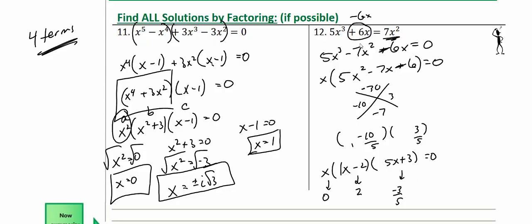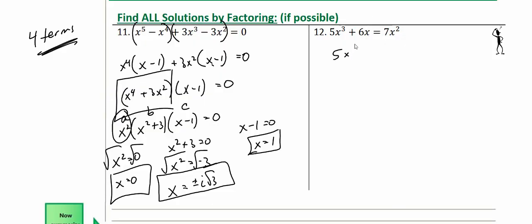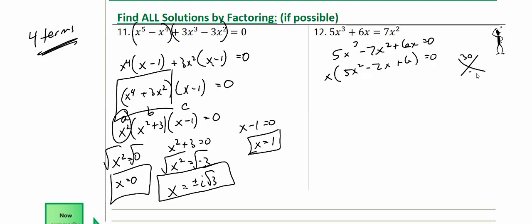What happens if I ask you to solve this and it doesn't factor? Okay, it doesn't factor. So let me back up a little bit here. So again, it doesn't factor. Okay, so it's still minus 7x squared plus 6x equals 0. I still took the x out. Okay, and I got 5x squared minus 7x plus 6 equals 0. This did not factor. Okay, that's 30 and that's negative 7. So that did not factor.